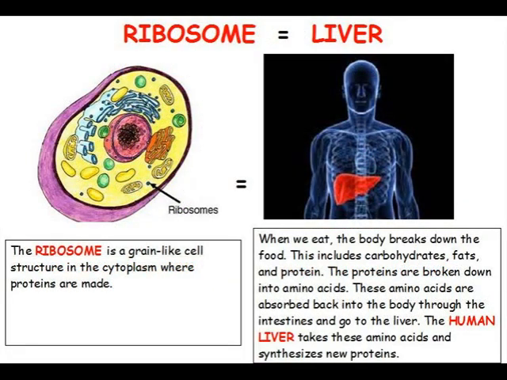The ribosome is a grain-like cell structure in the cytoplasm where proteins are made. When we eat, the body breaks down the food. This includes carbohydrates, fats, and protein. The proteins are broken down into amino acids. These amino acids are absorbed back into the body through the intestines and go to the liver. The human liver takes these amino acids and synthesizes new proteins.